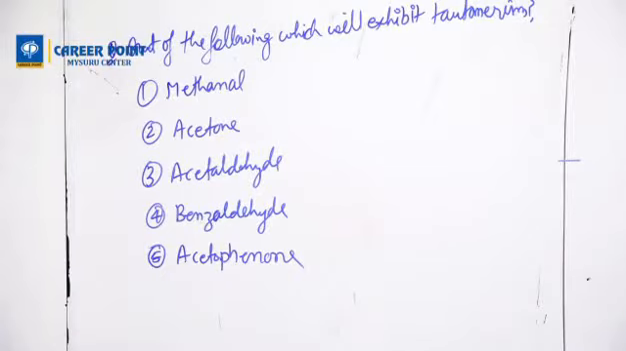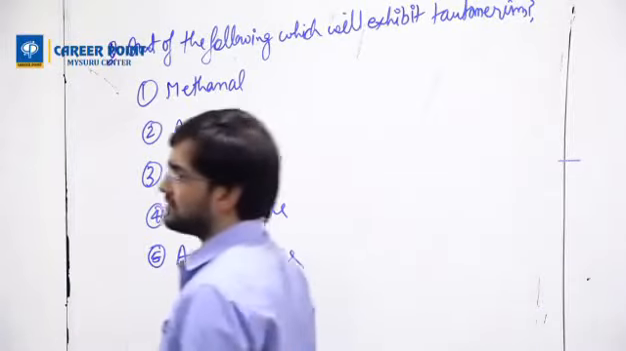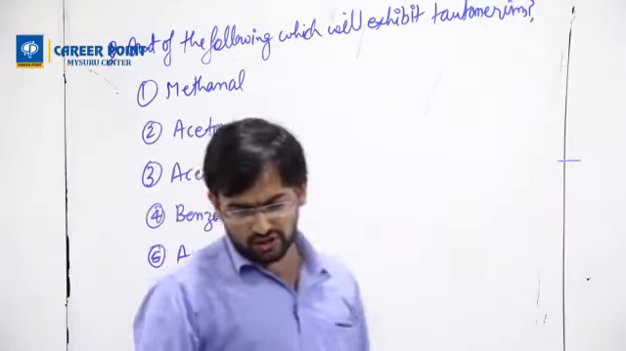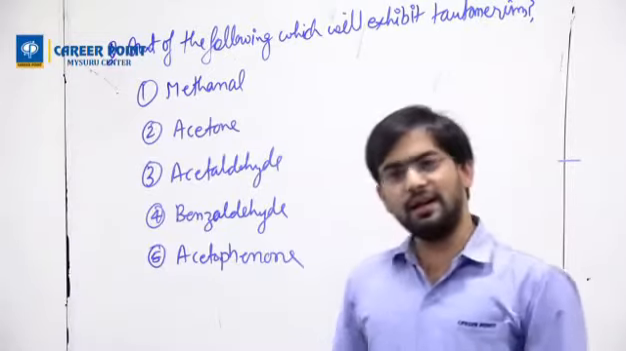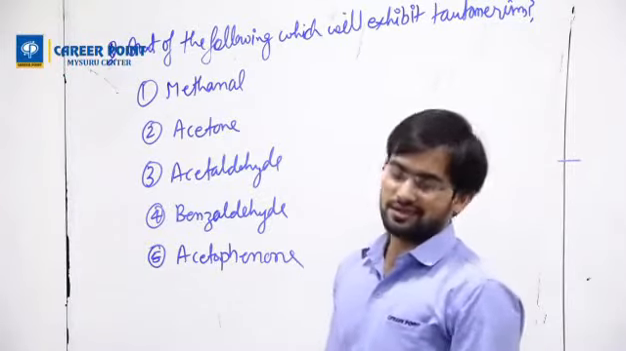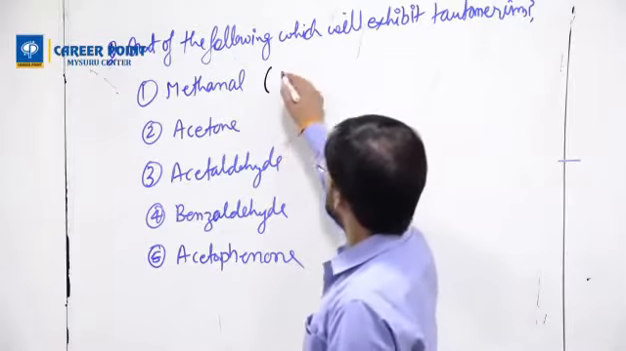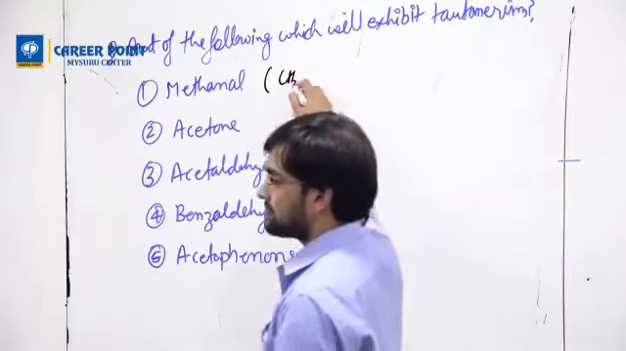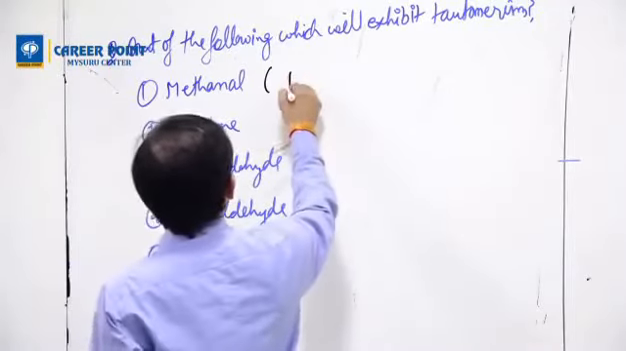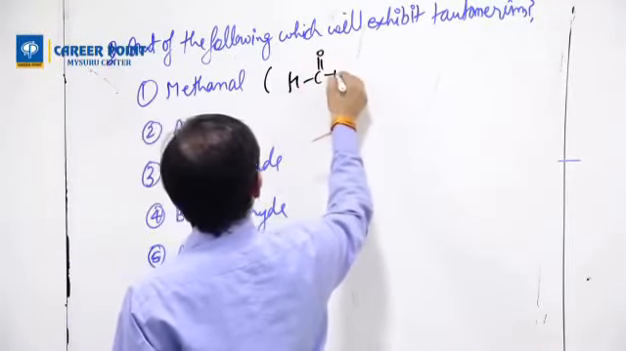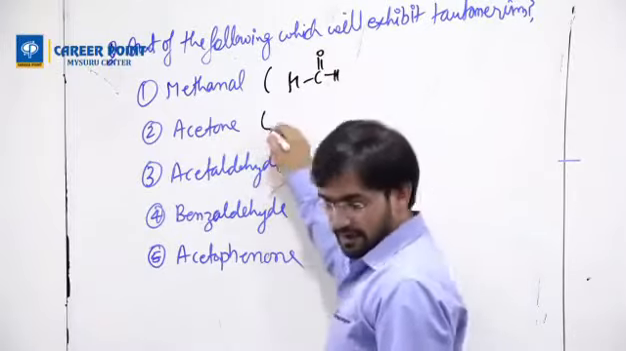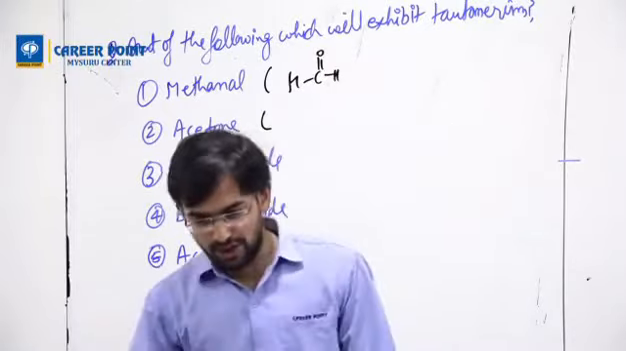I have given you names, and that's how they will give it in the exam also. They won't give you the structure, because if they give you the structure, you can easily tell the answer. So they have given a name. The first thing we'll do is write its structure. Methanol would be written as HCH. This is methanol.